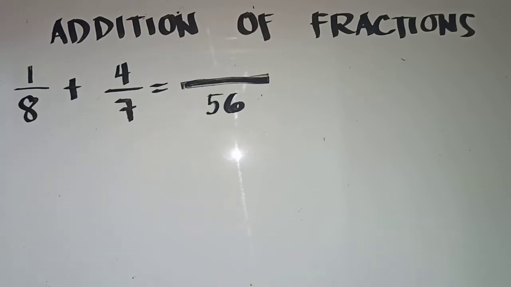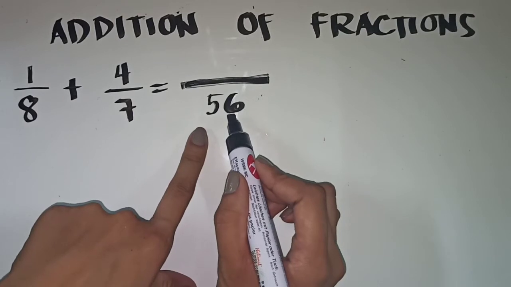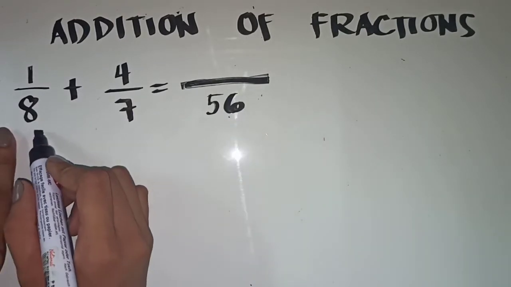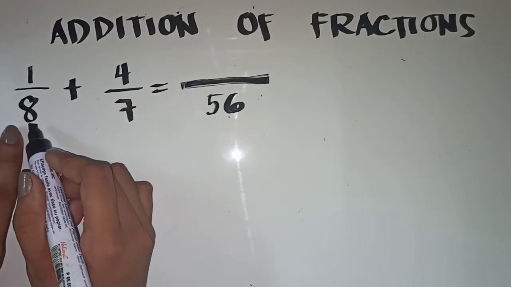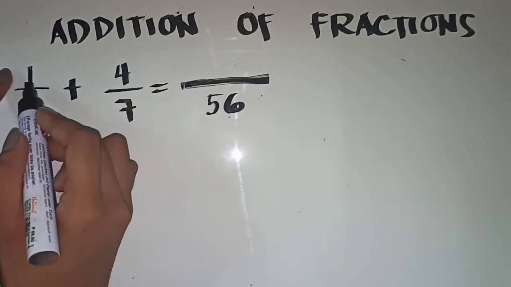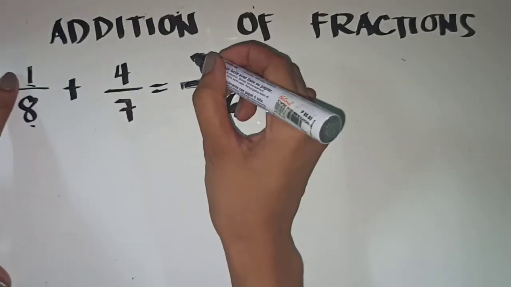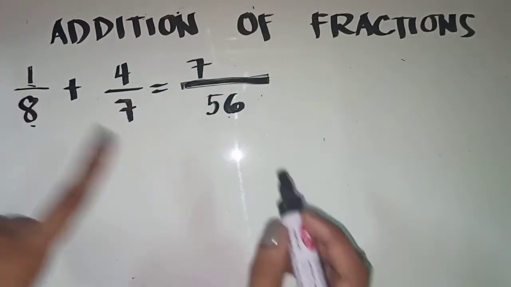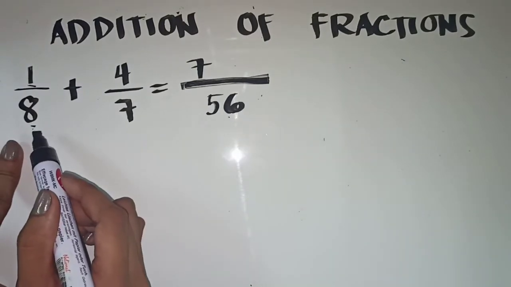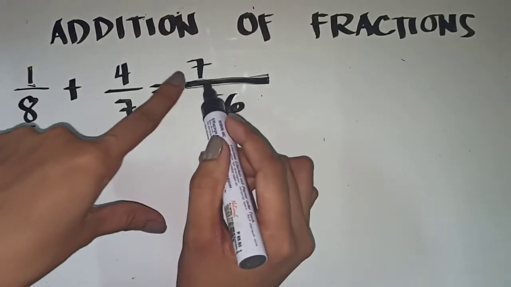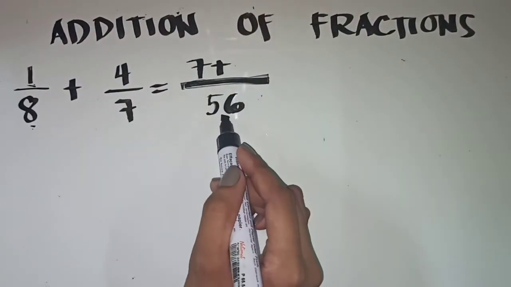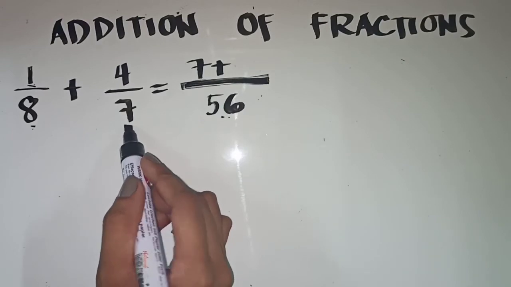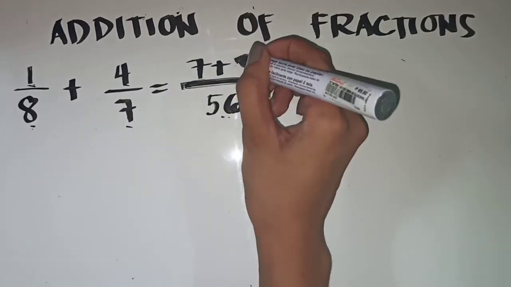Eksakto lang. Okay, so after nun, kapag meron ka ng LCD, so yung LCD which is 56, divided by the denominator which is 8. So 56 divided by 8 is 7. And 7 multiplied by 1, which is the numerator, is 7. Okay, again, 56 divided by 8 is 7. Then multiplied by 1, that is 7. Okay, then copy the operation which is addition. So 56 divided by 7 is 8. Multiplied by 4 is 32.